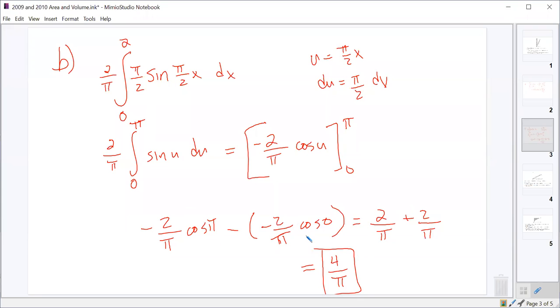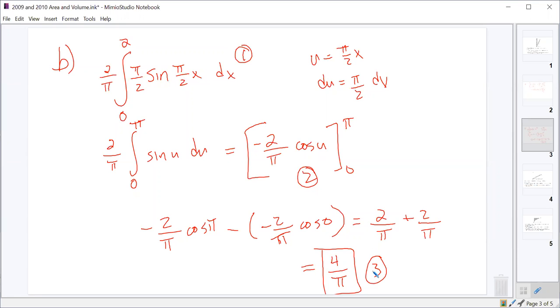And points for this one were 1 point for having the correct setup. You didn't need, just for writing integral 0 to 2 sine pi over 2x dx was 1 point. Second point was for getting the correct antiderivative, and then the third point was for getting 4 over pi.